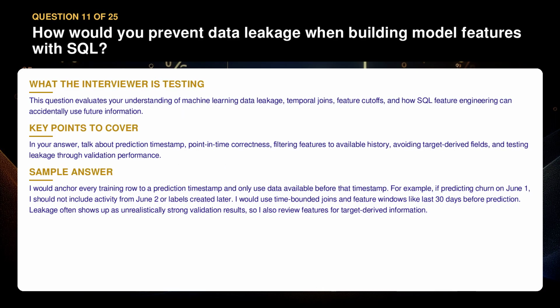I would anchor every training row to a prediction timestamp and only use data available before that timestamp. For example, if predicting churn on June 1, I should not include activity from June 2nd or labels created later. I would use time-bounded joins and feature windows like last 30 days before prediction. Leakage often shows up as unrealistically strong validation results, so I also review features for target-derived information.